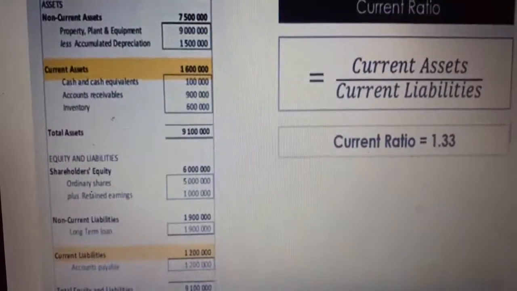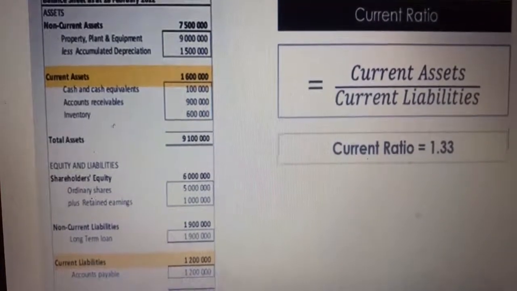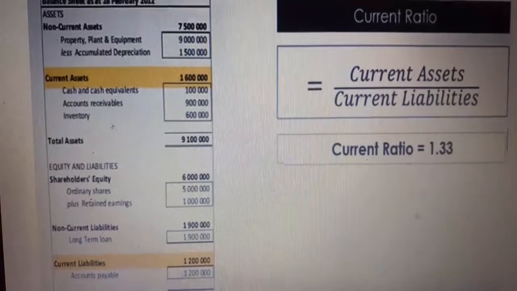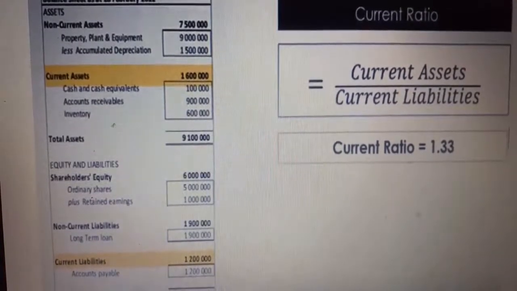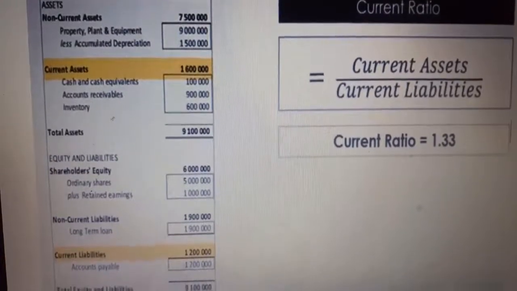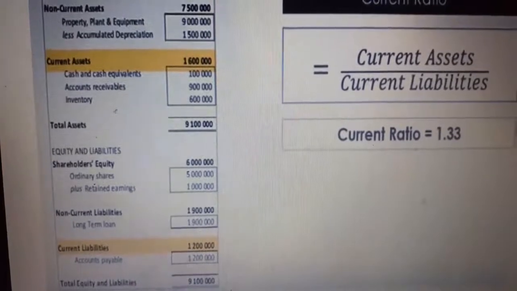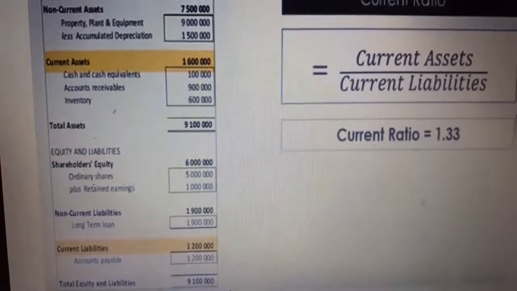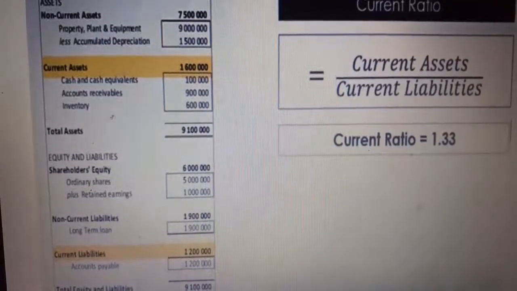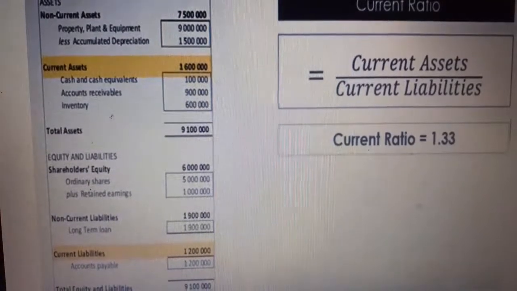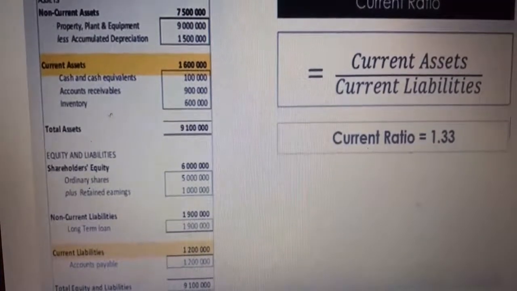Here there is the illustration, that means current ratio, current assets divided by current liabilities. So the current assets here are cash and cash equivalents, accounts receivable, inventory, and the current liabilities here are accounts payable. After dividing, the result is 1.33. That means you have 1.33 current assets available to meet 1 taka current liabilities.